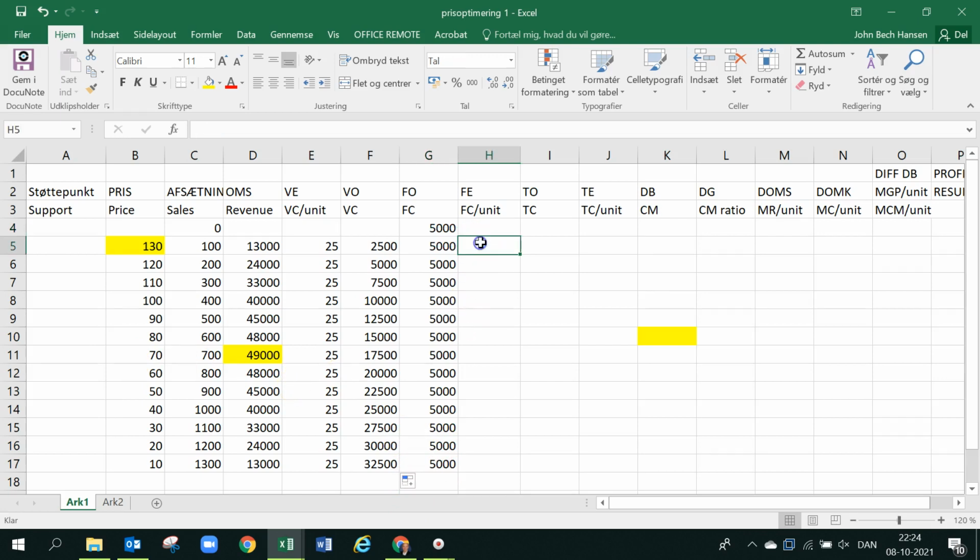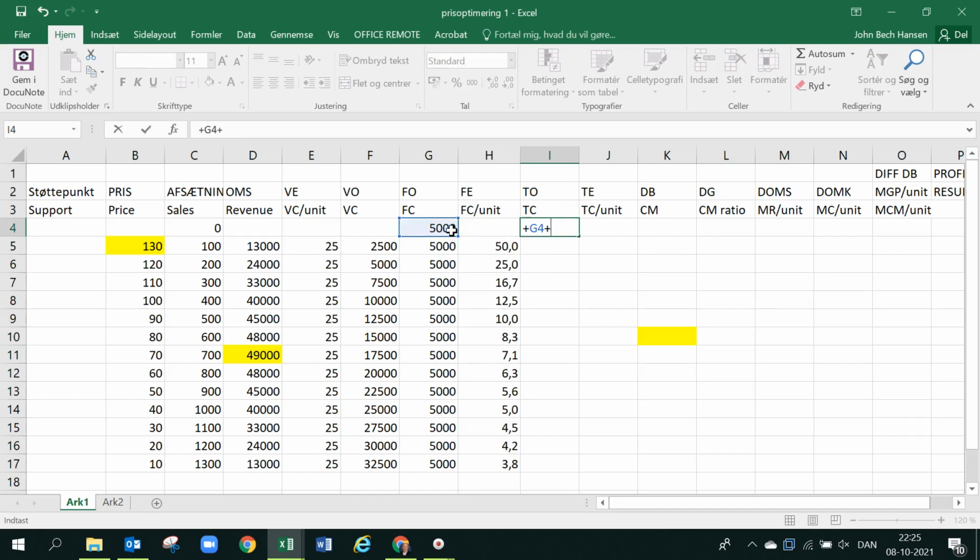And I can calculate the fixed cost per unit just for fun. That's the total fixed cost divided by the number of sold units. And the funny thing here is that it's very obvious that I can reduce my cost per unit the more I am selling. The total cost is the fixed cost plus the variable cost, which of course when I'm producing or selling nothing is nothing. And I can copy this down as well.